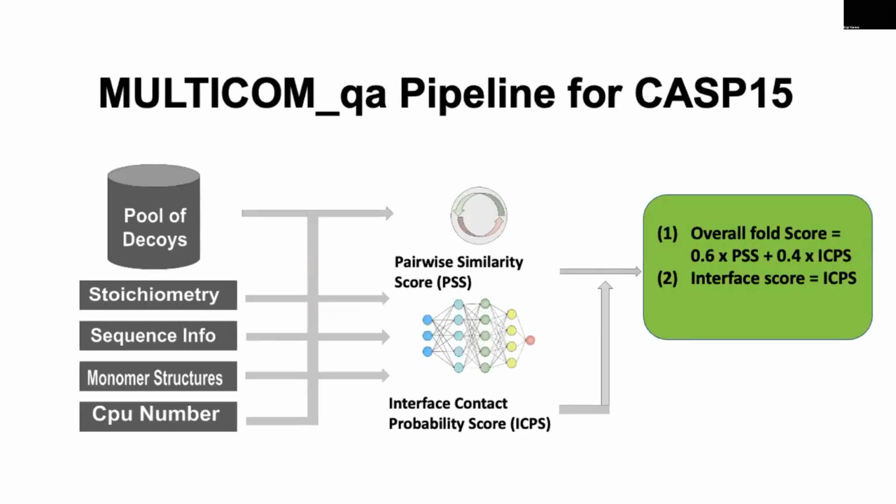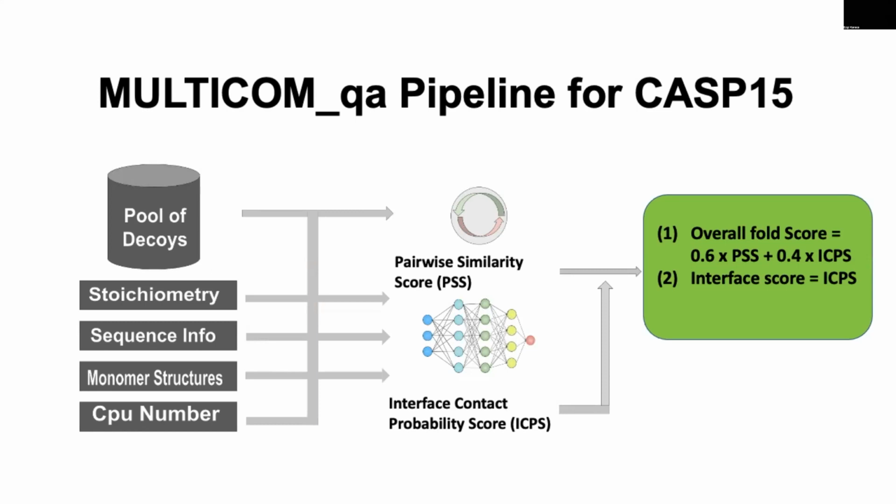So here's the pipeline of our method. Basically, given a pool of models for a target, with stoichiometry, sequence information, monomer structures, and other information, we calculate the average pairwise similarity between one model and other models, and also the interface context score. Finally, we combine them, average weighted, as the overall global quality score. We also use this interface context score as the interface score, similar to CASP.